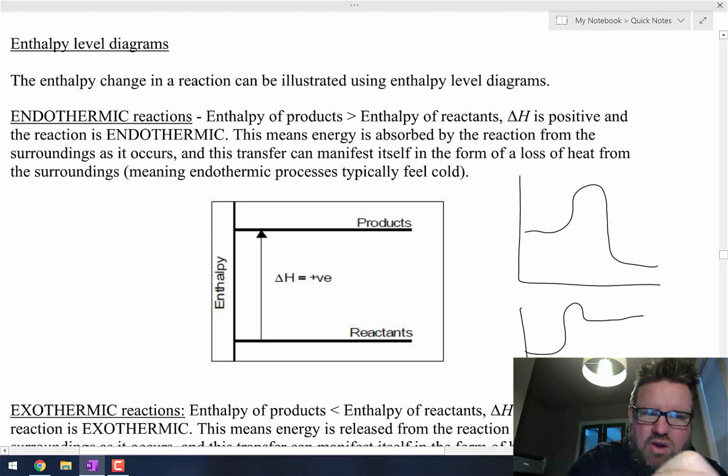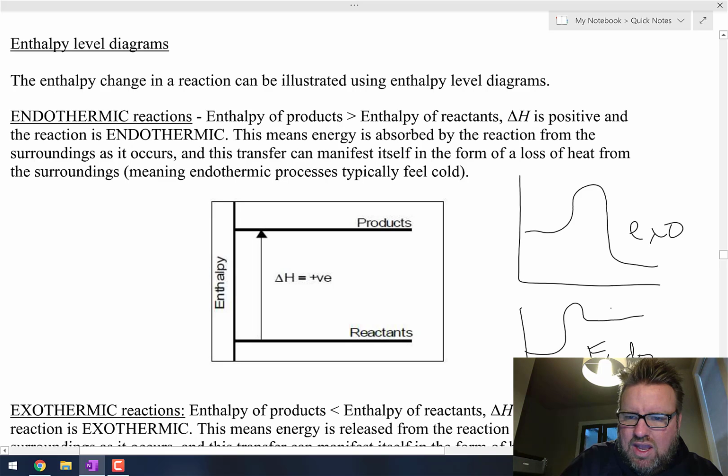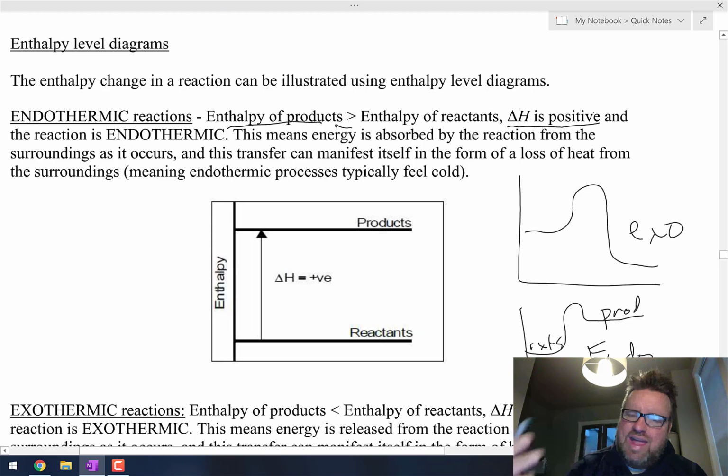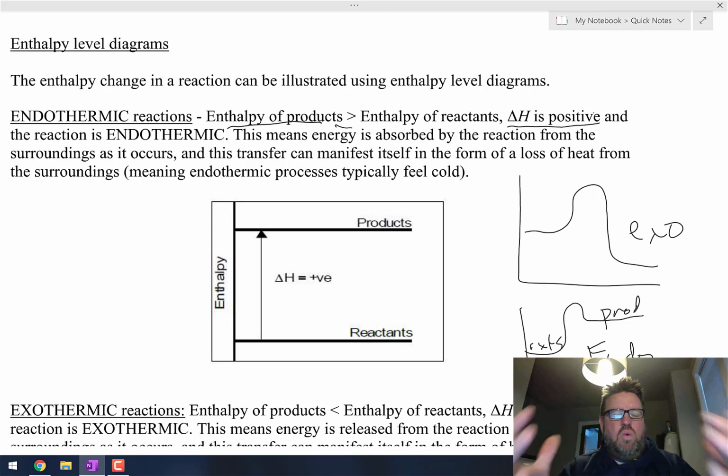Again, we should already know this, that in an endothermic reaction, which again is here, we can see, again, these are the products, these are the reactants, that the enthalpy of the products is greater than the enthalpy of the reactants, and therefore delta H is absolutely positive. And again, that's the definition of an endothermic reaction. What that means is that energy is absorbed by the reaction from the surroundings as it occurs.